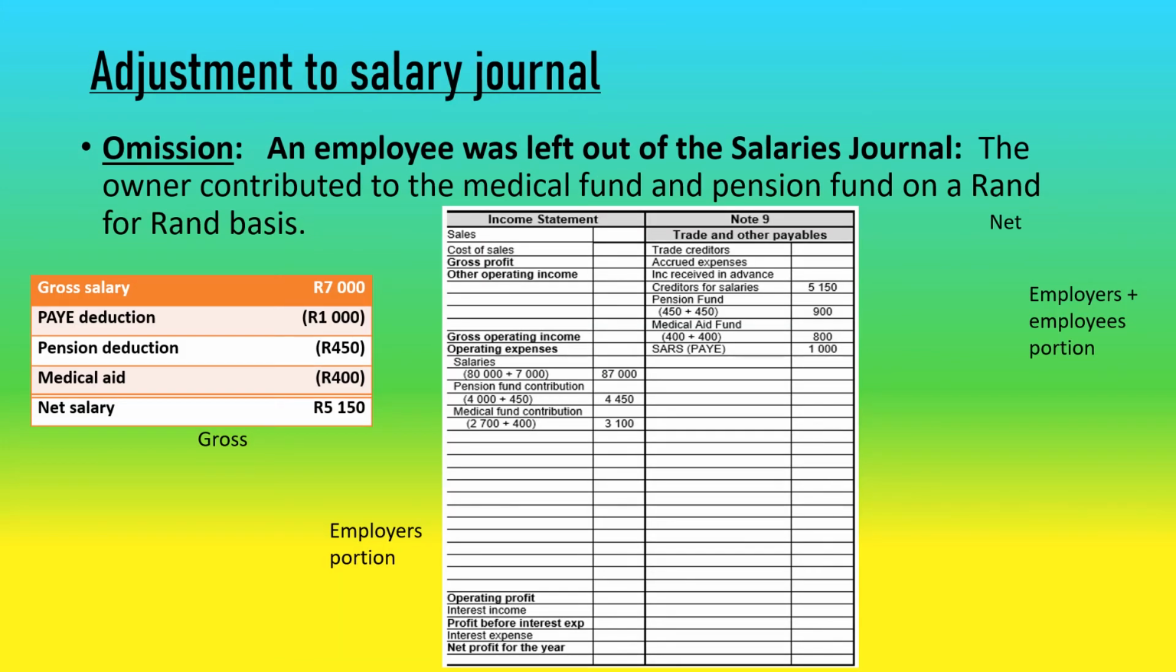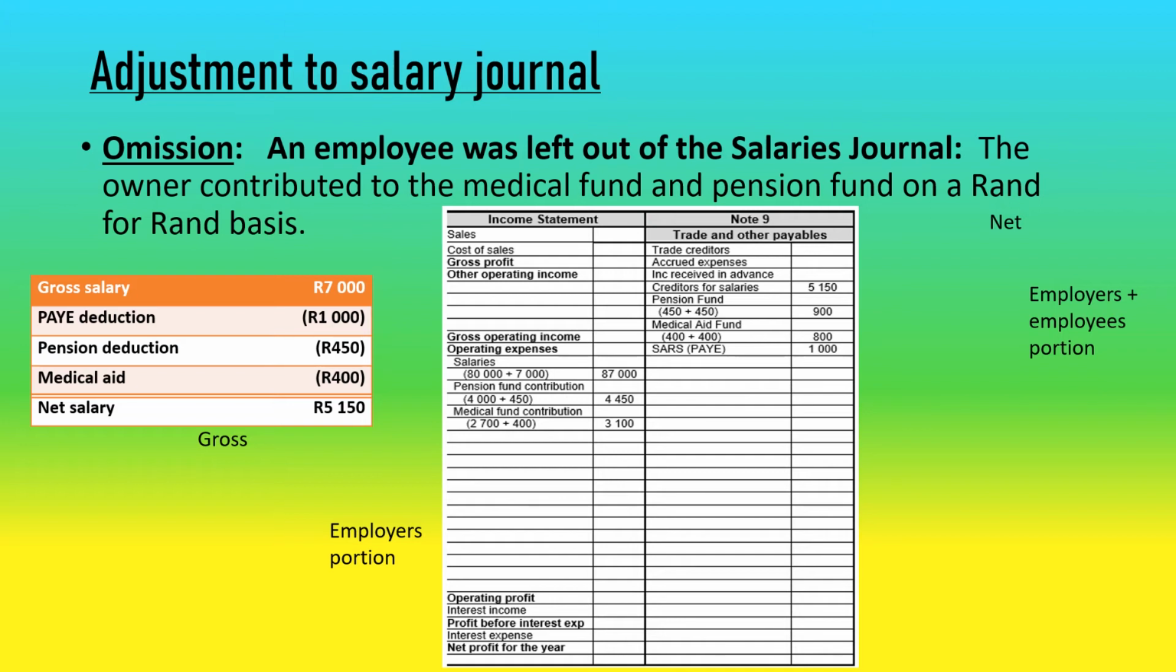I'm going to show you another good example of an adjustment that can be given to you. This is the adjustment to Salary Journal. This is a critical adjustment because it often confuses learners about using the gross income or using the net salary, and learners are unsure as to which one to use. And today I'm going to help you understand why you should use gross salary or net salary.